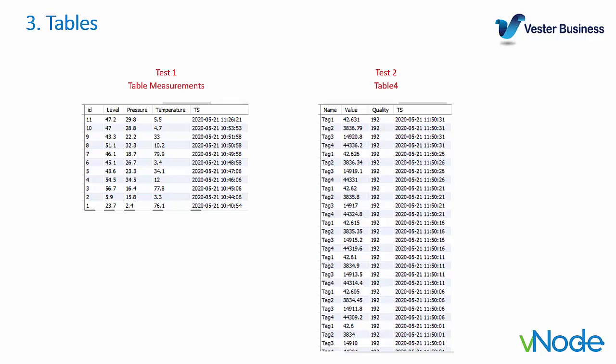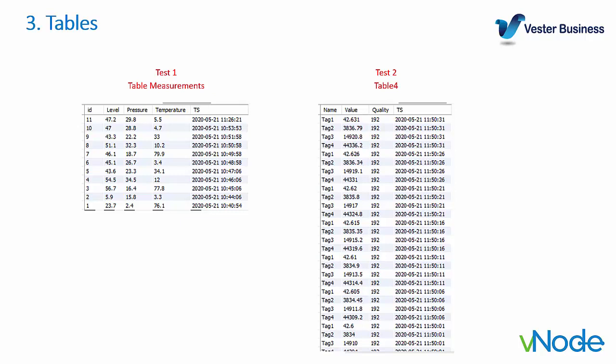In the test 2 table, as we can see, we have a column called name, then the value, the quality, and the timestamp. The quality 192 means this is good quality. In the column name, we have the names of the different tags we are collecting, all put together in the same table, in the same column. This is just an example. I have collected tags 1, 2, 3, and 4, and we want to get into vNode the last value of each tag.